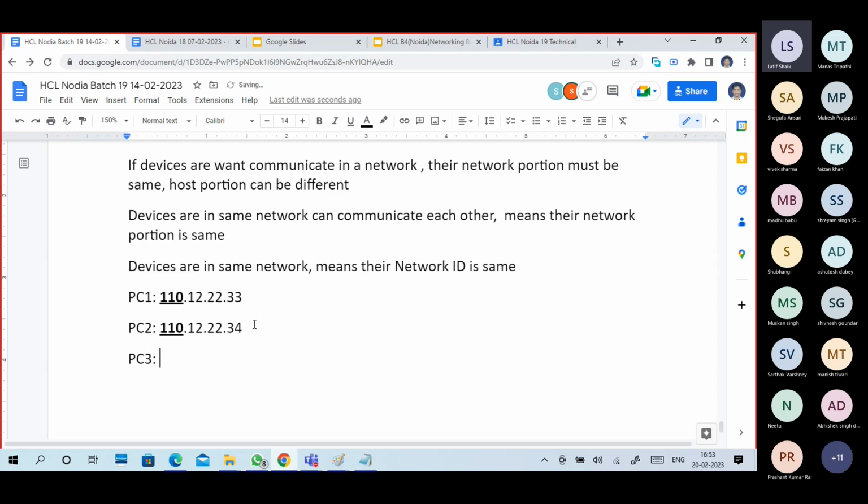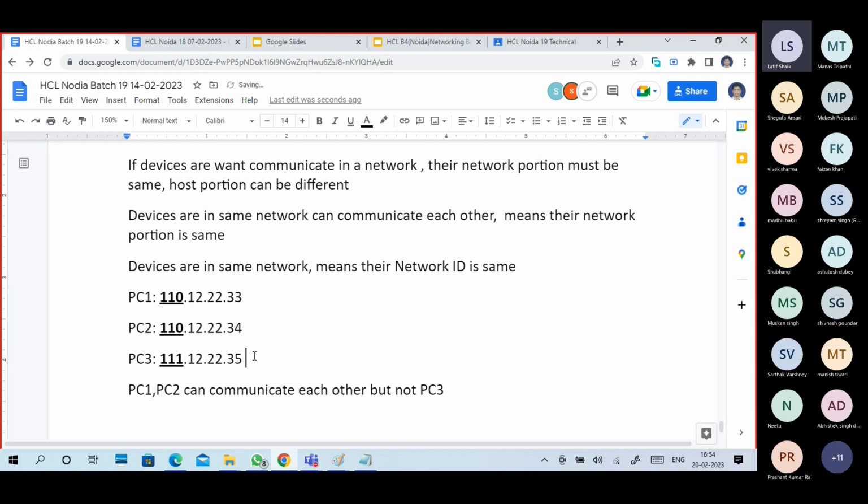Take PC3. Both look like the same. This is also the same class. Check the class, correct class only. But see, there is a mistake. It means PC1, PC2 can communicate with each other, but not PC3. Okay. Why did it happen?